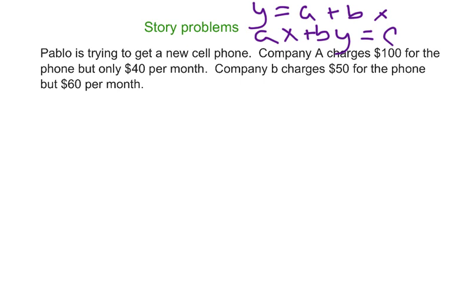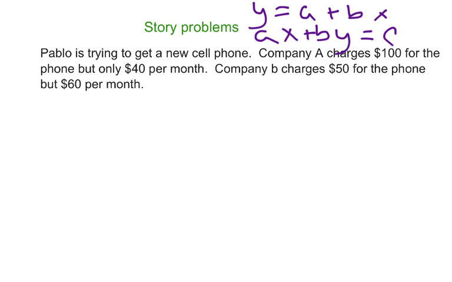phone. Company A charges $100 for the phone, but only $40 per month. Company B charges $50 for the phone, but $60 per month. Okay, and so you have two companies, so you have two situations, hence you have a system. That's why it's linear systems. And these are both linear problems because you're adding $40 per month. The other one is adding $60 per month, so they're adding a constant amount in terms of what you've paid for the phones. So we're going to go ahead and write a system.